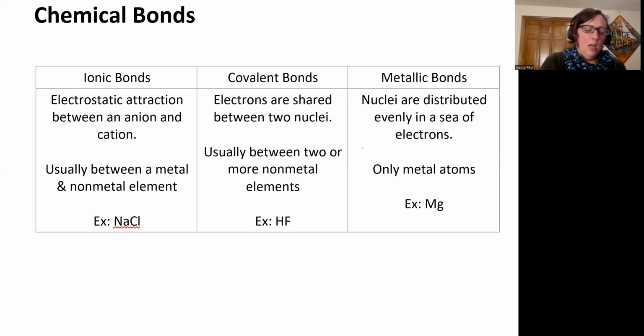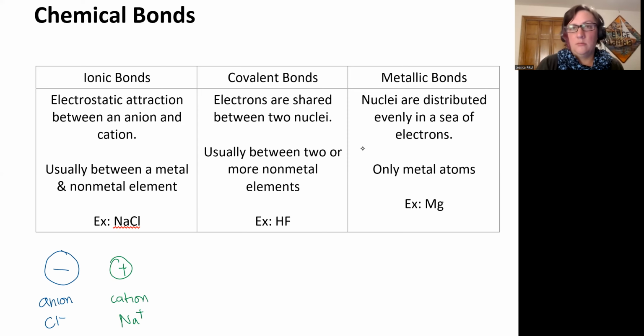And so if we have something that is a negatively charged anion, like chlorine, chloride, it would be attracted to a positively charged ion, which we call a cation. An example of this could be sodium cations. And that attraction between those two charged particles creates the ionic bond.